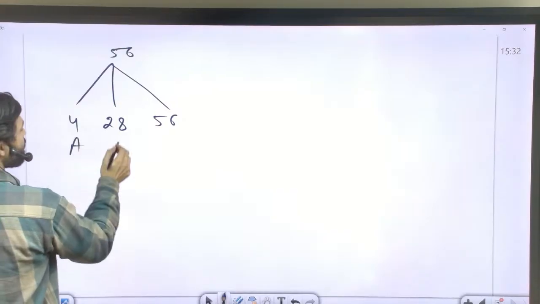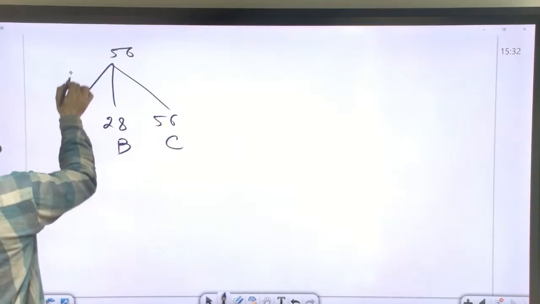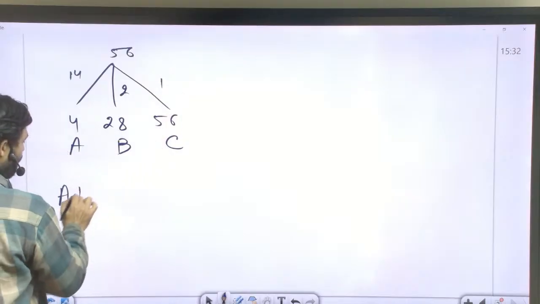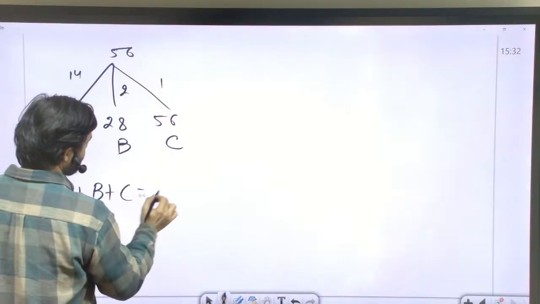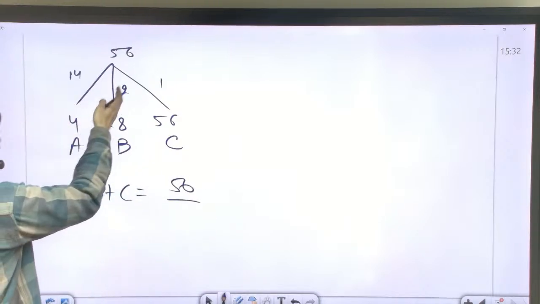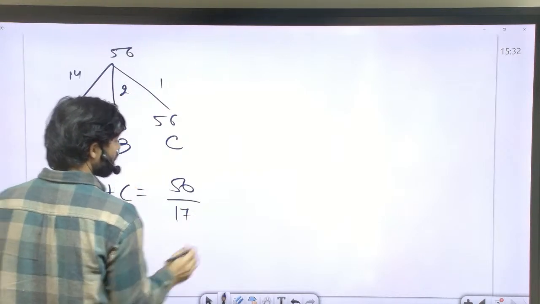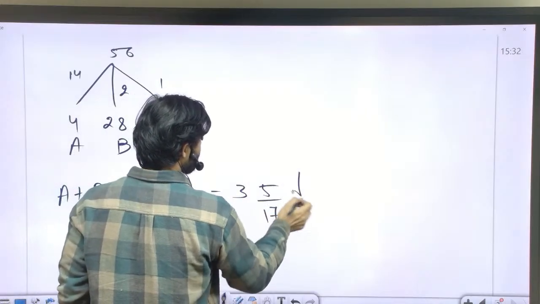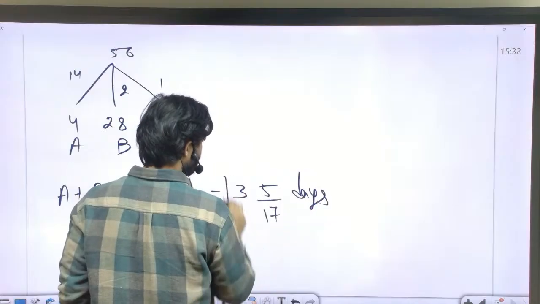This is A, B, C. This is 14, 2 and this is 1. So we can find out the number of days taken by them together. 56 divided by 14 plus 2, 16 plus 1, 17. So it is 3:5 by 17 days. Everybody is getting that answer. So this answer is correct.